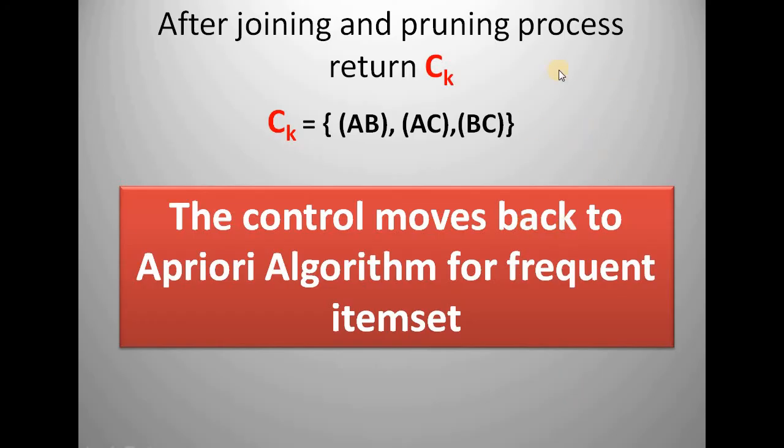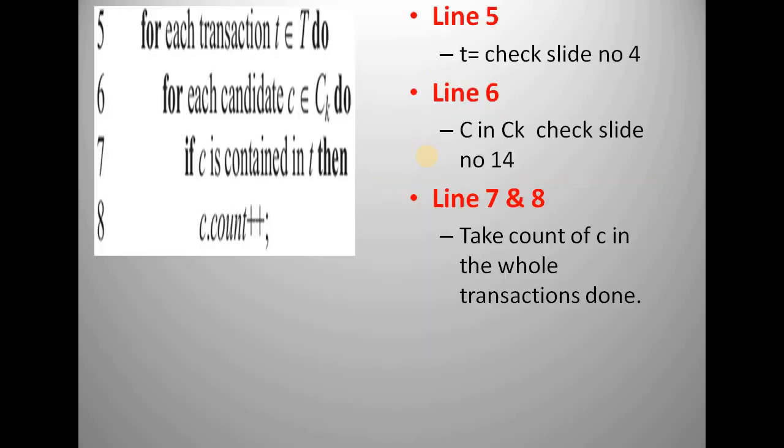So after the joining and pruning process, we return CK. CK is equal to AB, AC, BC. Now the control moves back to the Apriori algorithm for frequent itemset generation. We came from the first algorithm, the second algorithm is traversed, and now we move back to the first algorithm with the value of CK in hand.